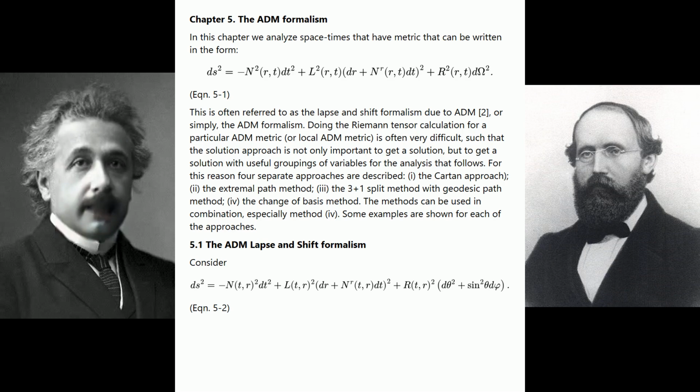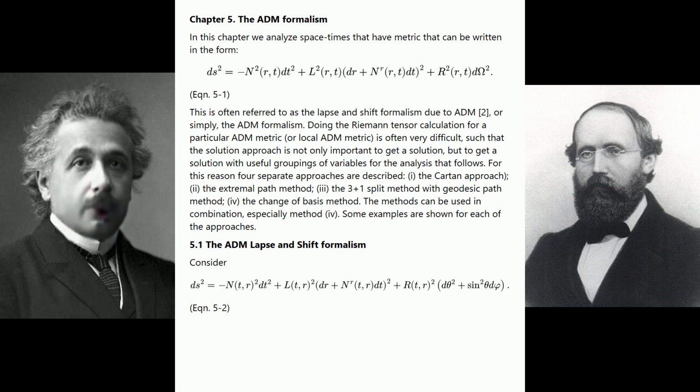Chapter 5. The ADM formalism. In this chapter, we analyze spacetimes that have a metric that can be written in the form, see equation 5-1. This is often referred to as the lapse and shift formalism due to ADM, or simply the ADM formalism. Doing the Riemann tensor calculation for a particular ADM metric or local ADM metric is often very difficult, such that the solution approach is not only important to get a solution, but to get a solution with useful groupings of variables for the analysis that follows.